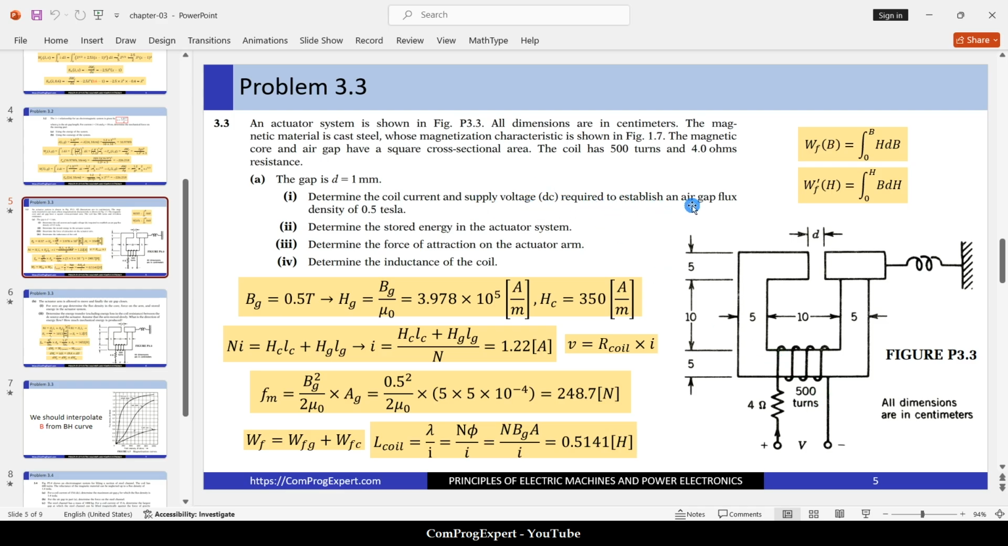to establish an air gap flux density of 0.5 Tesla. So how much should be the value of the coil current and the coil voltage to have this flux density in the air gap of 0.5 Tesla? So let me copy this.